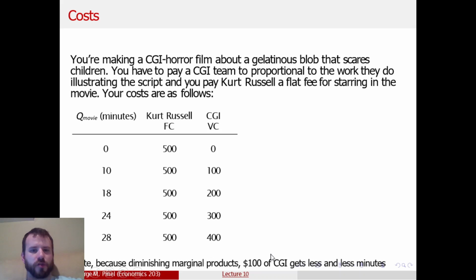You also pay Kurt Russell, who's the star in your movie, a flat fee for starring in the movie. So he makes $500 or whatever, $500 million. I don't know the denomination. Doesn't matter. It's a toy example. Don't worry about the actual numbers, like whether they're realistic or not. They're not. I just made them up. So you have your fixed cost, you have your variable cost.